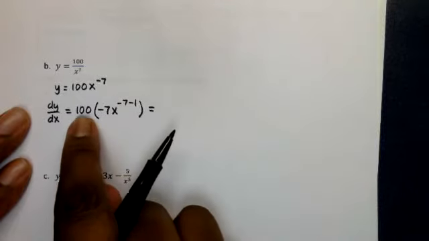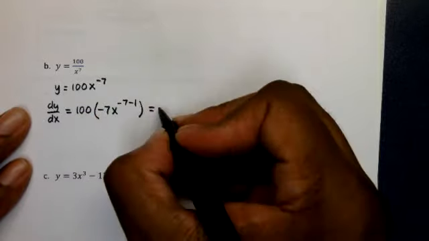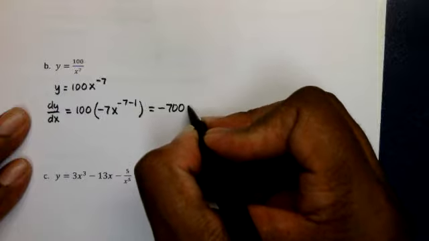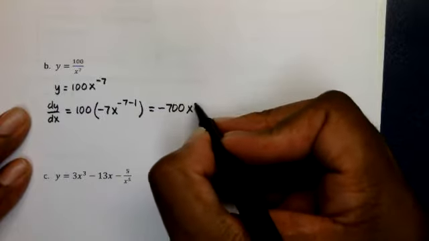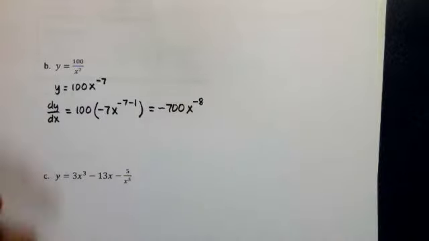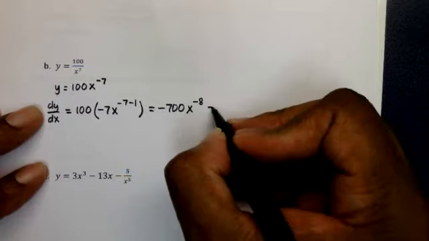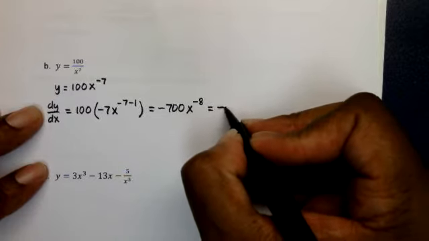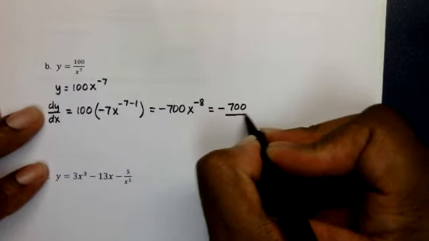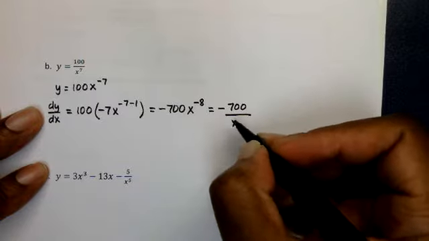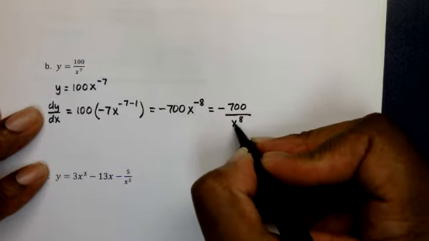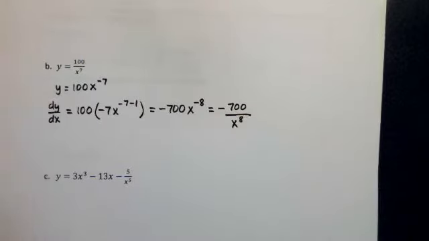Now, if I simplify that, 100 times negative 7 will be negative 700. Bring over the x to the negative 7 minus 1, which will be negative 8. So I have negative 700 x to the negative 8. Now, if I write that using positive exponents, this is what I'll have. Negative 700 in the numerator. If I pull the x into the denominator, that negative 8 becomes positive 8. So the derivative of y would be negative 700 divided by x to the 8.